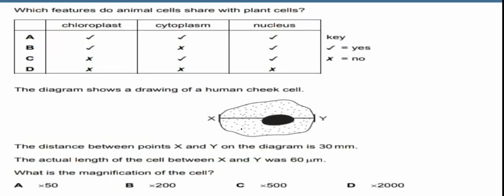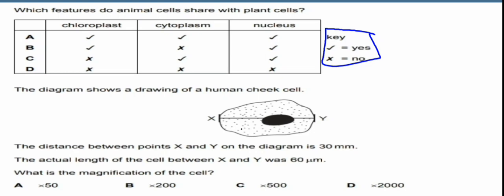Then the next question: which features do animal cells share with plant cells? One thing you need to know here is the key, which shows that a tick mark represents yes, and a cross represents no. So we have the chloroplast. Chloroplast is not found in animal cells. As for the cytoplasm, it is found in both plants and animals. Similarly, the nucleus is found in both plants and animals.